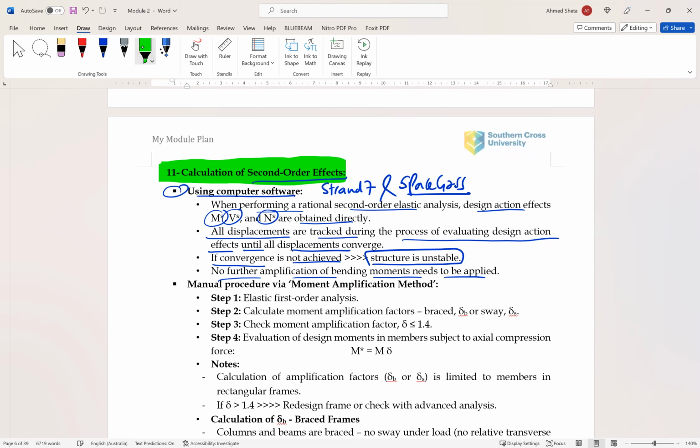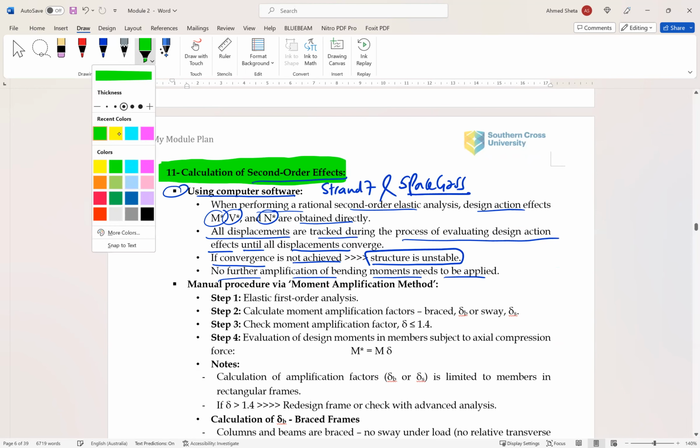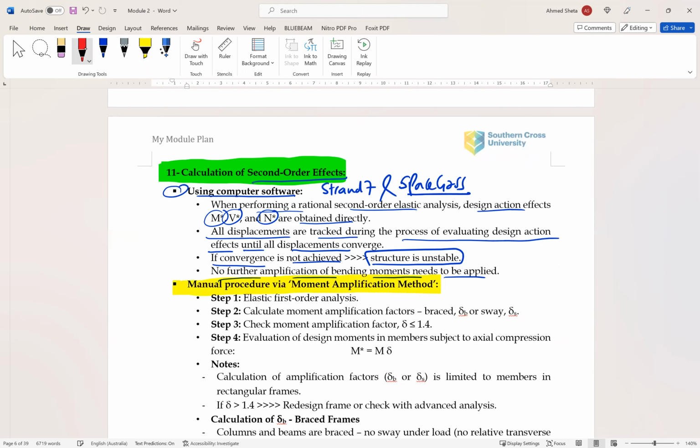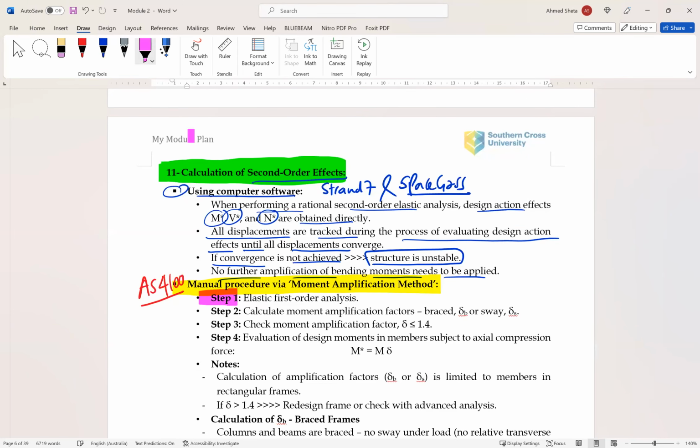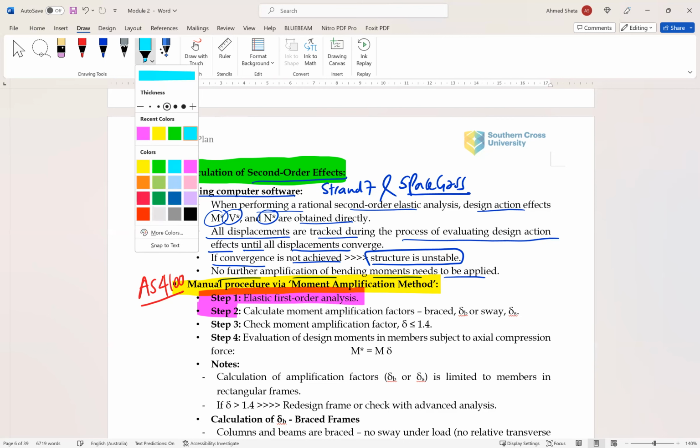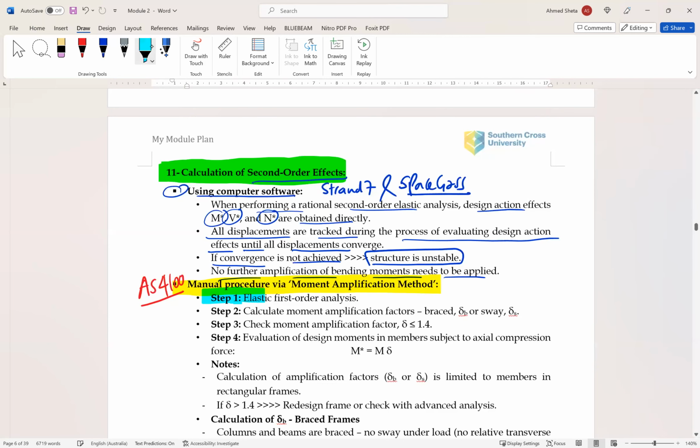The second and important method we will be using is the manual procedure via moment amplification factor as recommended by the Australian standard. The steps of this method are: Step 1, elastic first order analysis. Step 2, calculate the moment amplification factors.